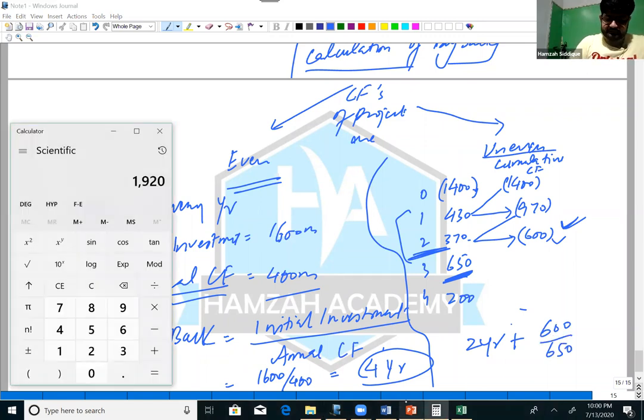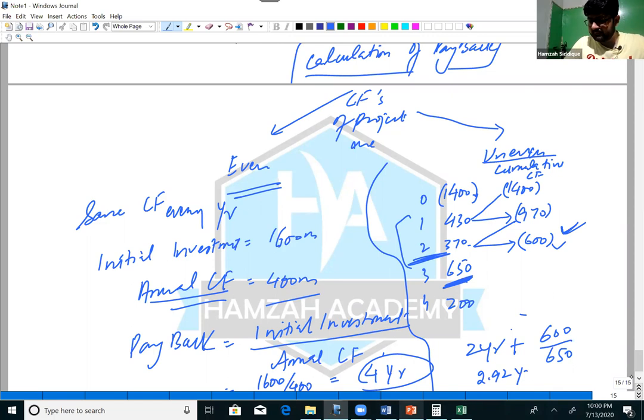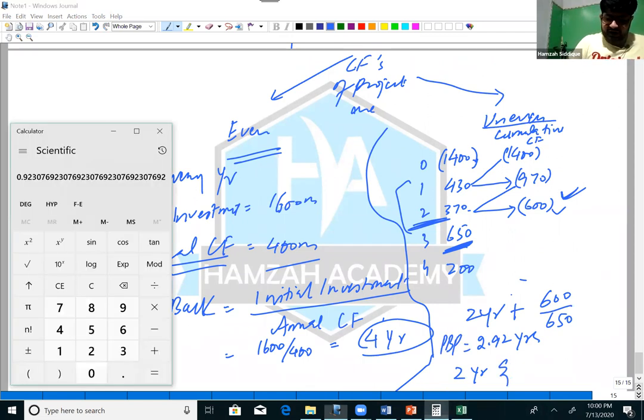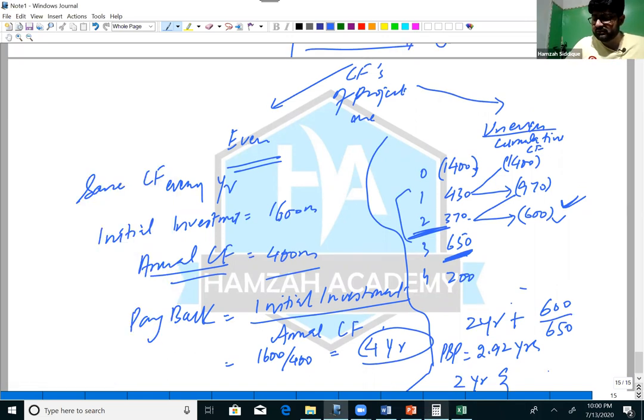You see here, 600 divided by 650 is 0.92. So 2.92 years is the payback. We can write it in months as well: 2 years plus 0.92 of a year. In 1 year we have 12 months, so multiply 0.92 by 12. So I got 11 months. The payback is 2 years and 11 months.